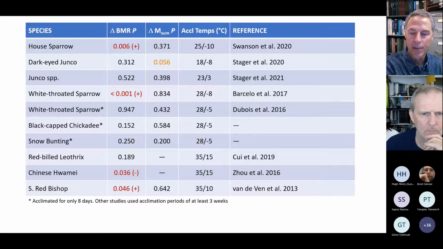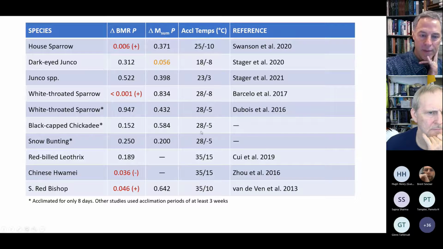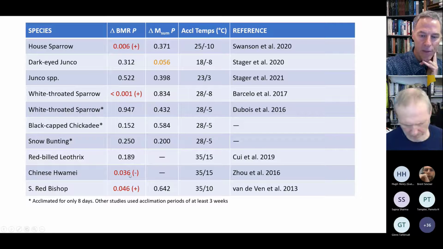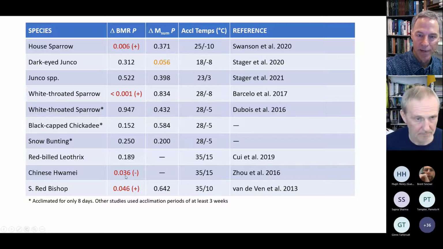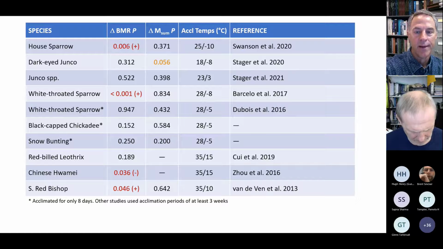And so here's the summary of the data from the different studies. The left-hand panel there shows the flexibility in basal metabolic rate and whether that was a cost. For 3 out of the 6 birds that were acclimated for at least 3 weeks, we saw a positive relationship between BMR flexibility and basal metabolic rate. For some other species, we didn't, and for the Chinese Huamei, they actually showed a negative relationship there. So it wasn't uniform, but it was a common element.